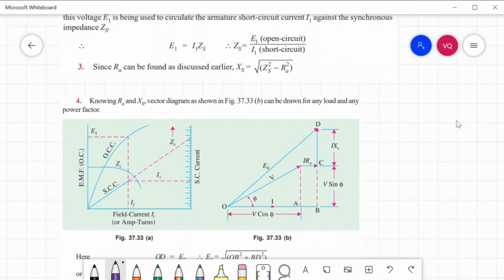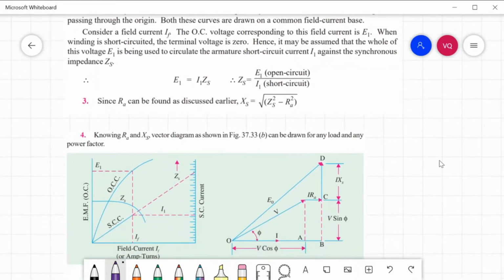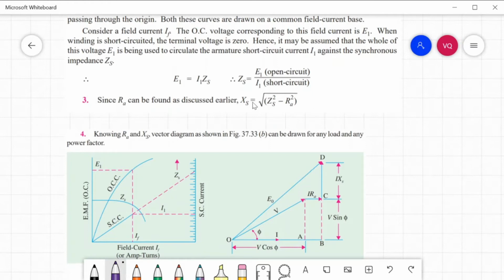So if we have a field current, which is this one, it will correspond to the value of your E1, which is the open circuit voltage. And also, it will correspond to the short circuit current. And then we can solve your synchronous impedance. Since RA can be found as we discussed earlier, the synchronous reactance is equal to the square root of synchronous impedance squared minus RA squared. Knowing RA and XS, it can be drawn for any load and any power factor.